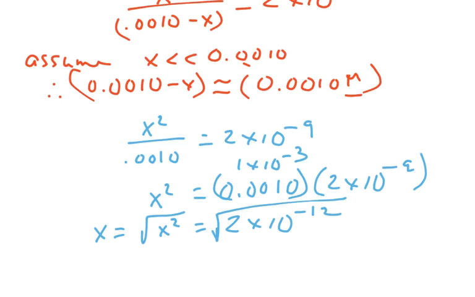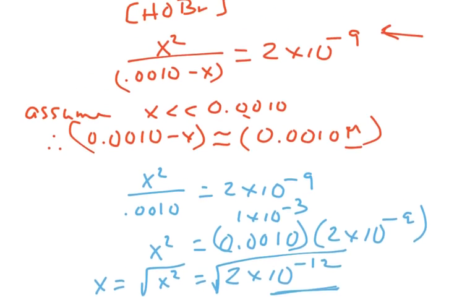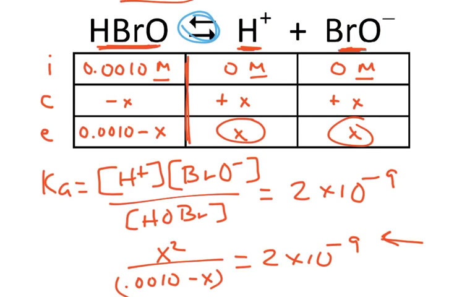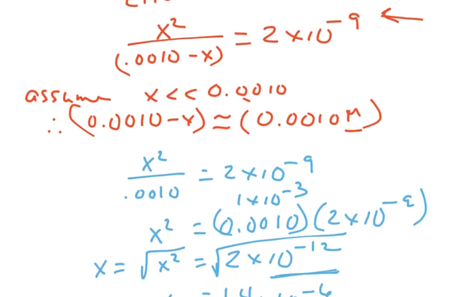Now, we can kind of do this in our heads, you know, that the square root of 10 to the minus 12 is going to be 10 to the negative 6. Now the square root of 2, I would have to do that with my calculator, and that's going to be 1.4. So X, which if we go way back up here, we say what is X? X is our H plus concentration. It's also going to be our BrO minus concentration.